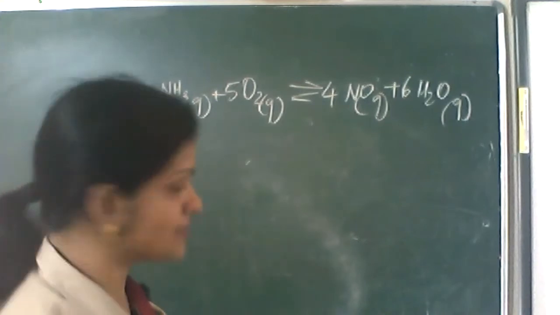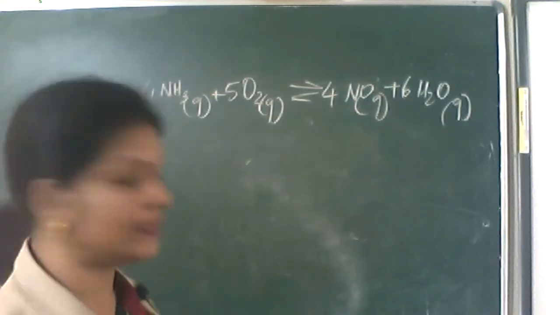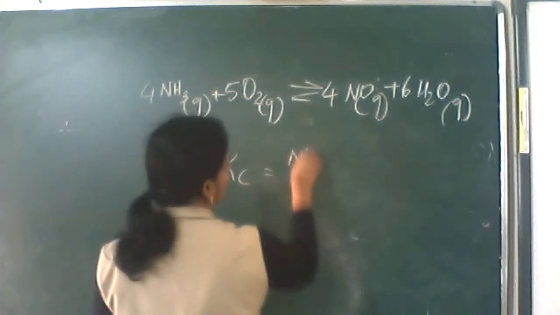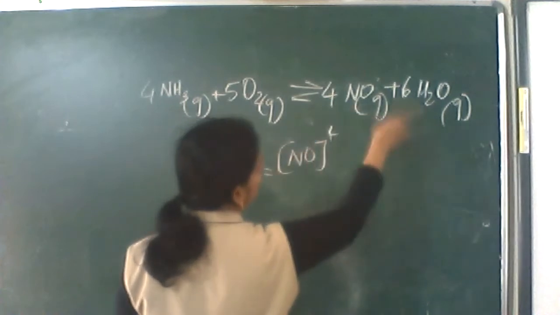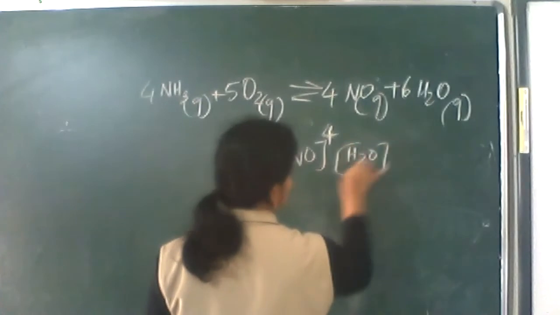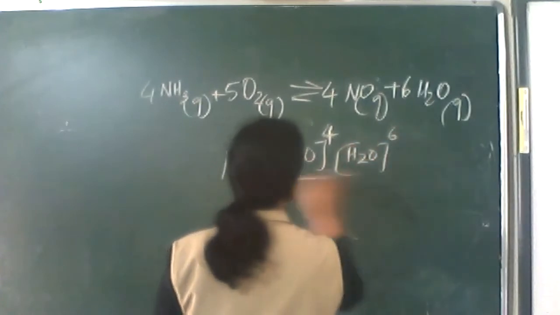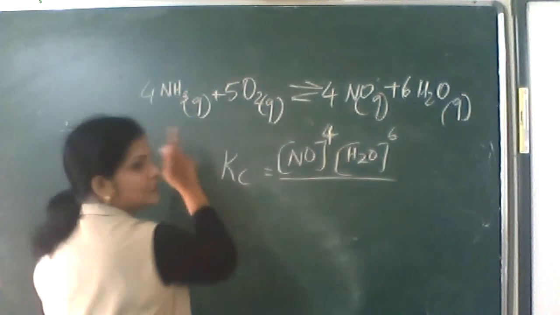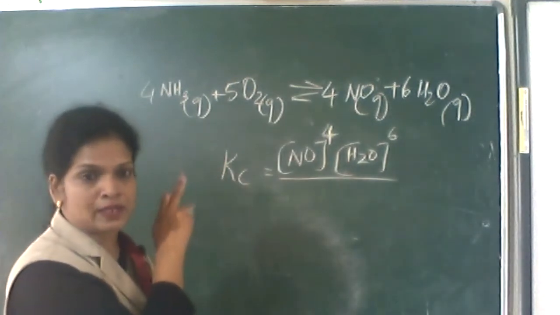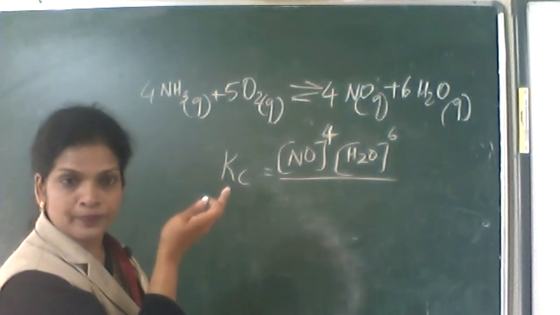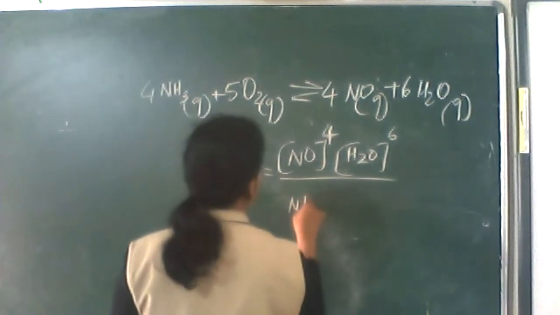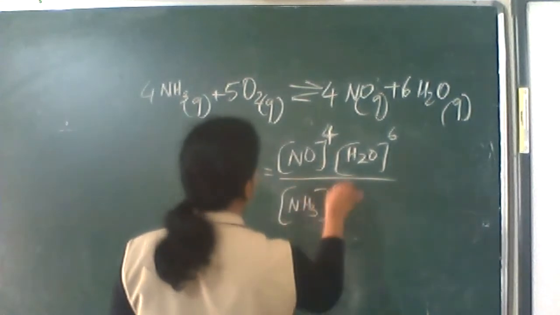Here all are in the gaseous state, so I am including all in that Kc. Kc is equal to NO to the power 4 into H2O concentration in equilibrium to the power 6, divided by the remaining concentration. In the beginning, whatever concentration of NH3 you take, that much will not be there in equilibrium. It will be less. So the remaining concentration of NH3 to the power 4.